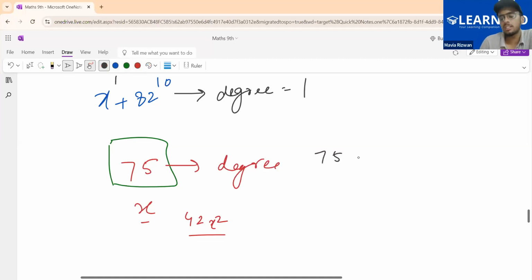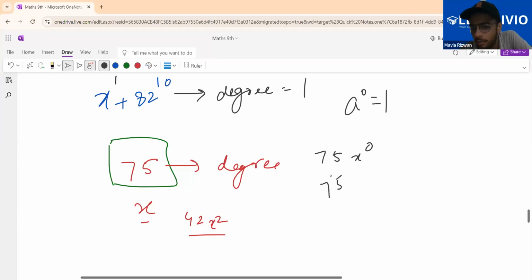See, 75 I can write as 75x raised to the power 0, right? Yes. Because anything raised to the power 0, a raised to the power 0 would be 1. So 75 into x raised to the power 0 would be 75 only, right? It would be equal to 75. So basically we can write it like this, right? Now the variable has the power 0. So the degree is 0. Understood? Yeah.